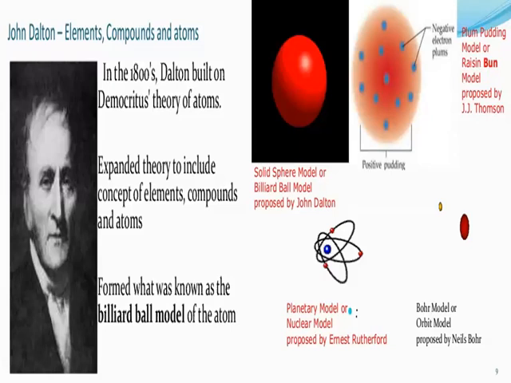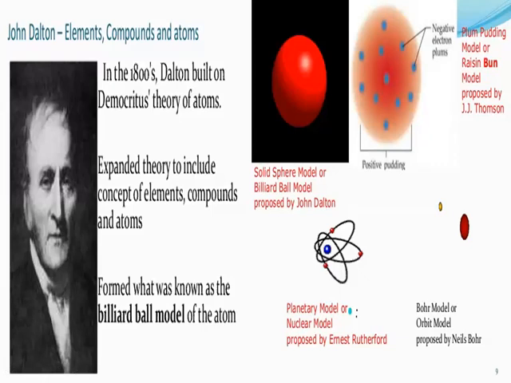Later on, another model came up to explain the structure of an atom: the plum pudding model or raisin bun model proposed by J.J. Thomson. These two models failed to explain the structure and the components of the atom, so later came the planetary model or nuclear model proposed by Ernest Rutherford.